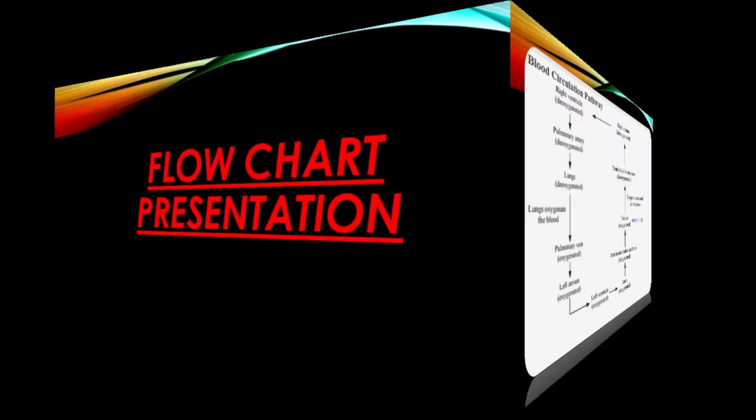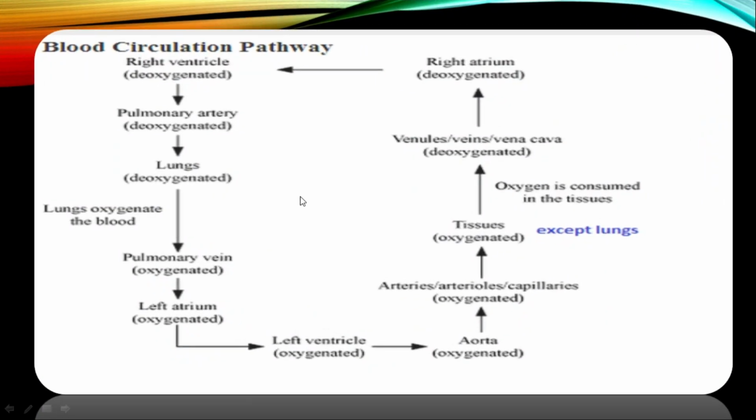Now, here comes the flow chart presentation of double circulation. You can easily see from this flow chart that from the right atrium, the deoxygenated blood is moving to the right ventricle. From the right ventricle, the pulmonary artery takes this deoxygenated blood to the lungs where the oxygenation of the blood takes place. The lungs oxygenate the blood, and when the oxygenation takes place, the pulmonary vein takes this oxygenated blood and goes to the left atrium. Now from right atrium to right ventricle and then to left atrium, the one cycle is complete.